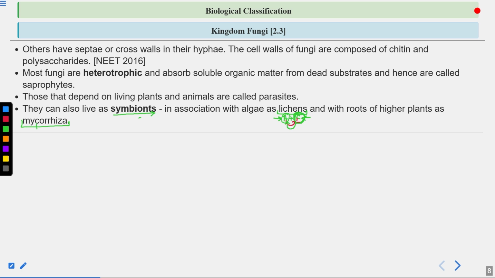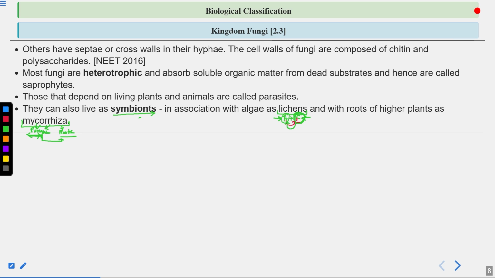Now mycorrhiza. Remember, myco is the term related to fungus and rhiza means roots. Again, this is a symbiotic association, both the partners are benefited. The fungus provides minerals and nutrients to the plants which are absorbed through roots, and the plant provides food, organic compounds or sugars, to the fungus. Again, this fungus belongs to the class Ascomycetes.